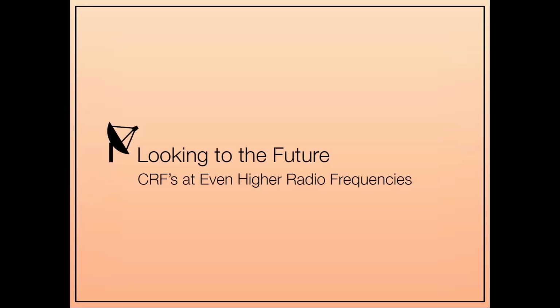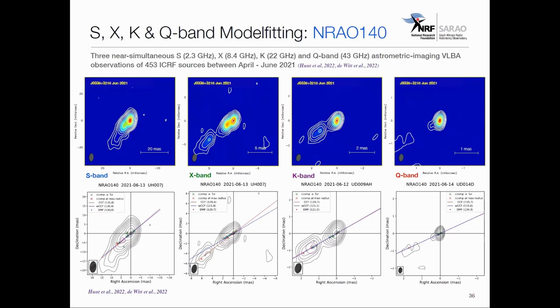Okay, now looking to the future: celestial reference frames at even higher radio frequencies. So recently we did near-simultaneous observations on the VLBA, at SX band, K band, and Q band. These were 24-hour observations, one session directly after the other, using exactly the same set of sources, the same schedule. And we did these astrometric and imaging observations on the VLBA for 453 ICRF sources. This was to see how the source structure changed from one band to the next, but also whether Q band is a viable option for celestial reference framework.